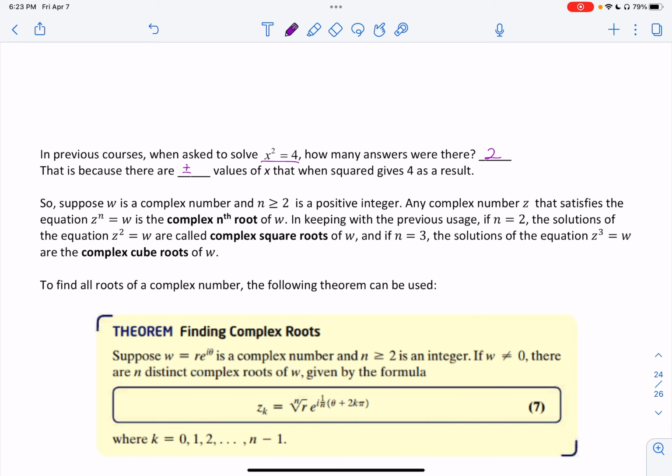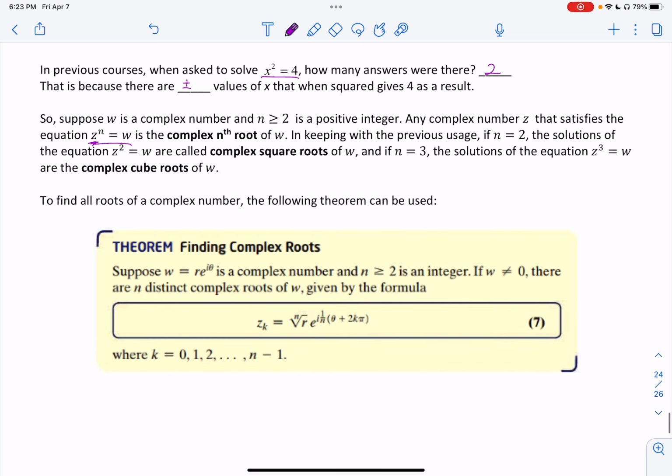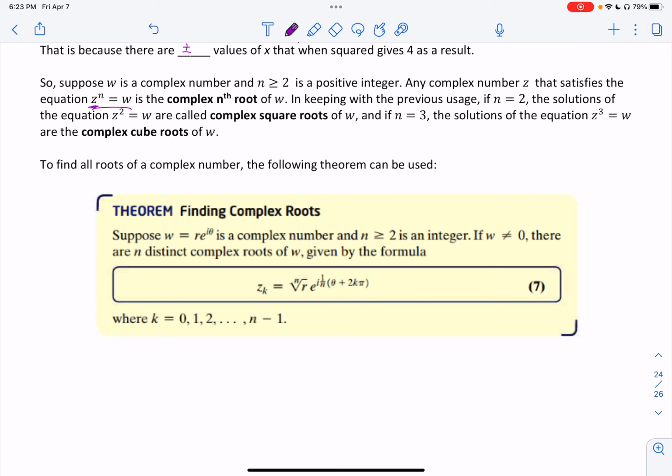So suppose that w is a complex number and n, greater than or equal to 2, is a positive integer. Then any complex number z that satisfies the equation z to the n equals w is a complex nth root of w. So in keeping with the previous usage, we're going to look at complex square roots, where z would be the complex square root of w. Here z would be the complex cube root of w, and so on.